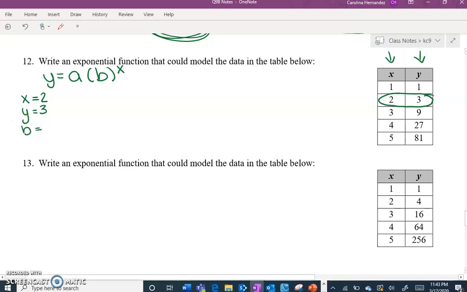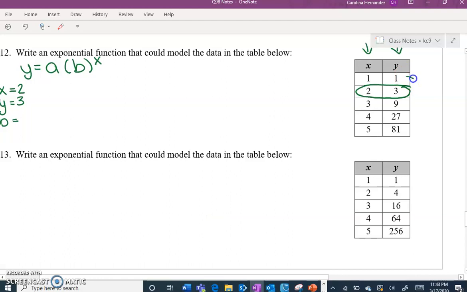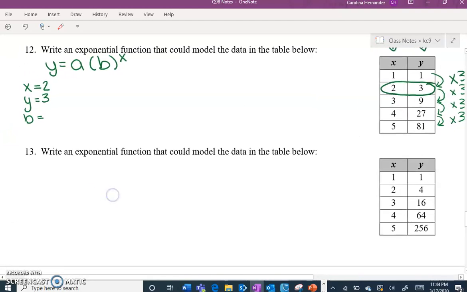If I go back to the chart, I have to decide how I went from 1 to 3, 3 to 9, 9 to 27, and then 27 to 81. Hopefully you were able to see that in this case, we're multiplying by 3 each time. 1 times 3 is 3. 3 times 3 is 9. 9 times 3 is 27. And 27 times 3 gives us 81. So in this case, our b value is 3.